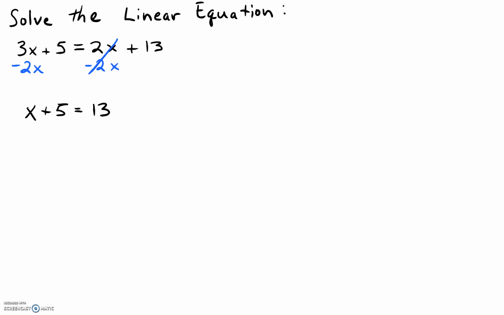Now, keeping in mind our goal of isolating the variable, the only thing standing in that way is we have x plus 5. So we need to get rid of that 5 by subtracting 5 from both sides. Because whatever you do to one side of the equation, you have to do to the other, so everything remains balanced. So of course 5 minus 5 is 0, leaving us with just x on the left hand side. 13 minus 5 is going to leave us with 8.